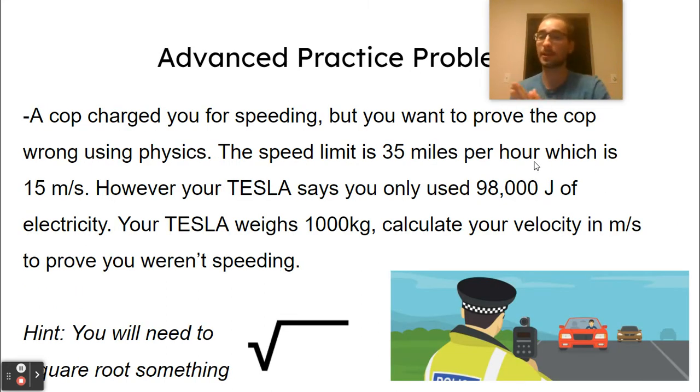Next one, this one's a little tricky. A cop charges you for speeding, but you want to prove the cop wrong using physics. The speed limit is 35 miles per hour, which is 15 meters per second. However, your Tesla says you only used 98,000 joules of electricity. Your Tesla is just that advanced. Your Tesla weighs 1,000 kilograms. Calculate your velocity in meters per second to prove you weren't speeding to the judge.